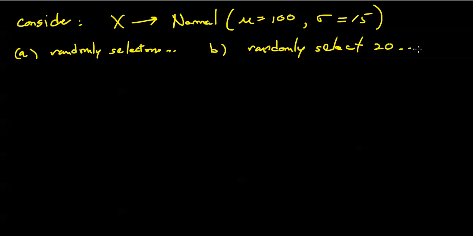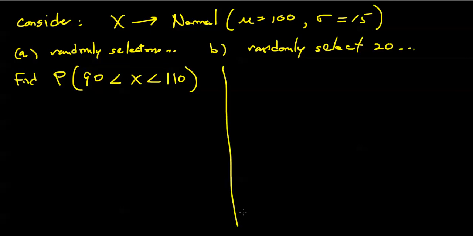What's going to change here is the limits of interest. In part A, I'm going to ask you to find the probability that a randomly selected IQ score is between 90 and 110. And in part B, as you might expect, I'm going to ask you to find the probability that the sample mean is between 90 and 110. So notationally, it's a subtle difference: instead of an X, we're talking about an X bar. But numerically, these numbers are going to be quite different in our final answer.